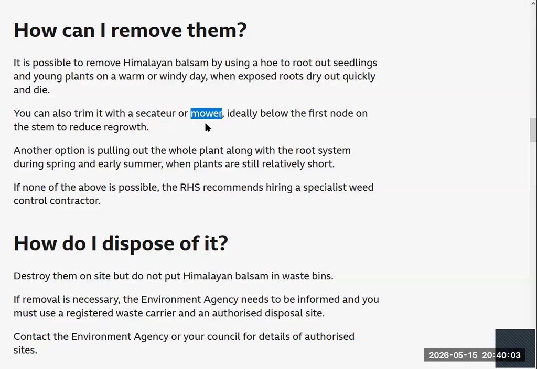So it cuts things and it's a machine, like a grass cutting machine. Yes, most of the time it cuts grass. But I suppose they're saying that you might put a mower over the seedlings, over these young plants, to cut them down, I think is what they're saying. So it's not grass in this case.